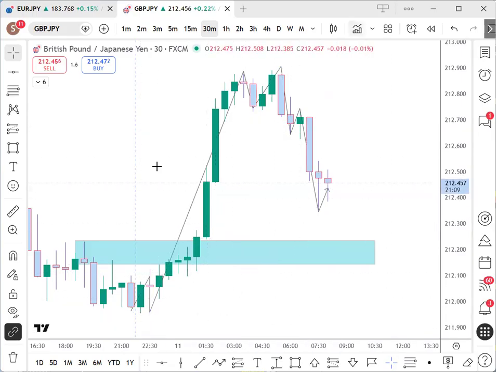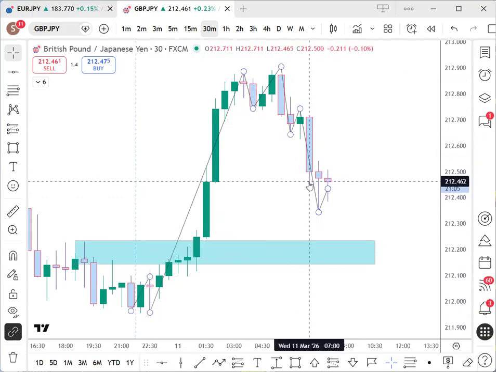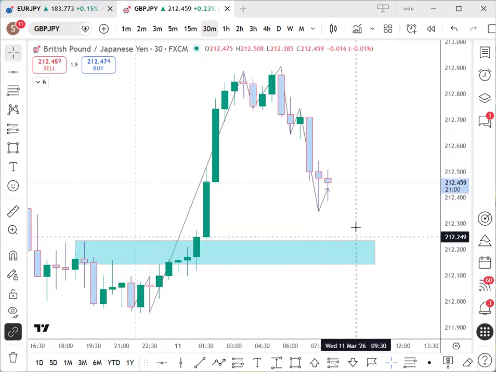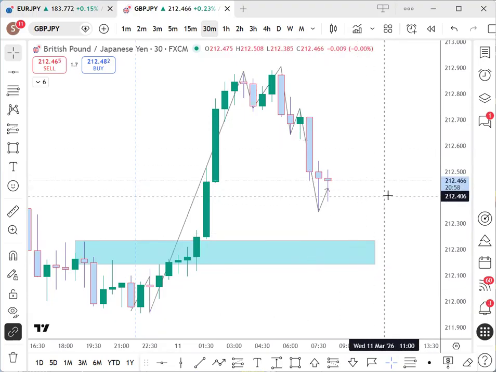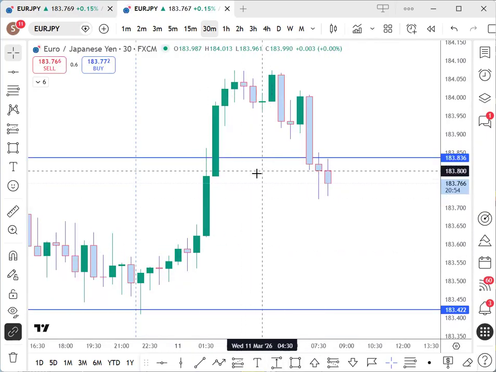Okay, so for this one, price has done a market structure shift, and we're currently selling, waiting to see when the price will turn around and then begin to give us some bullishness. Okay, let's look at the next one.